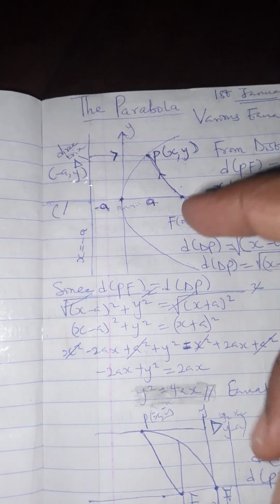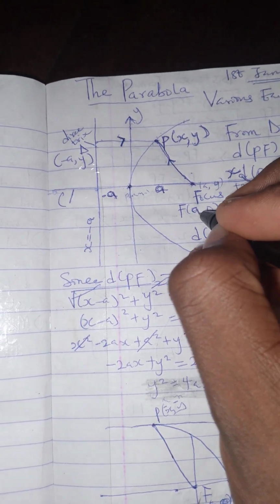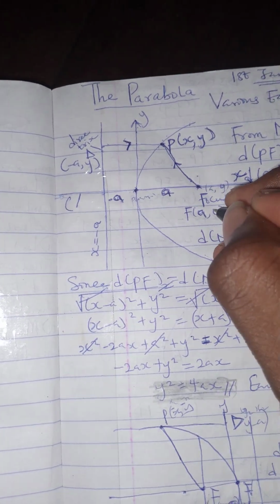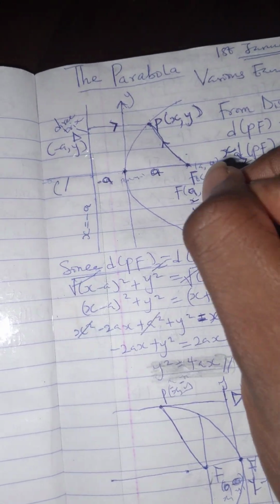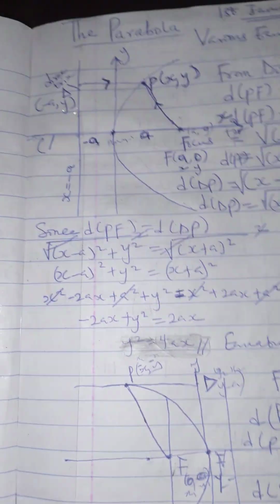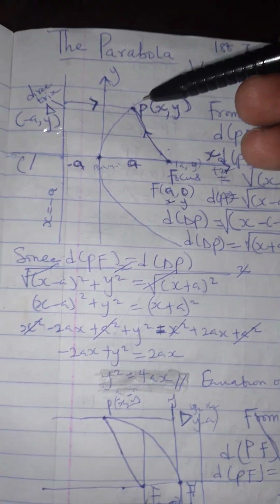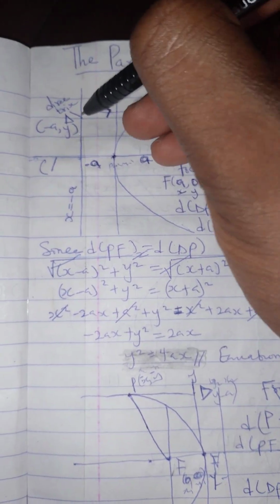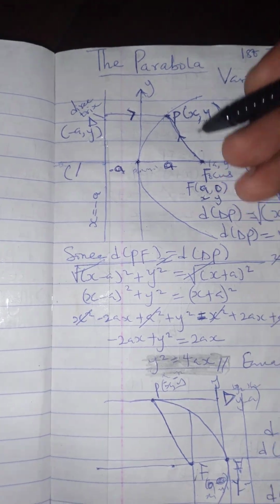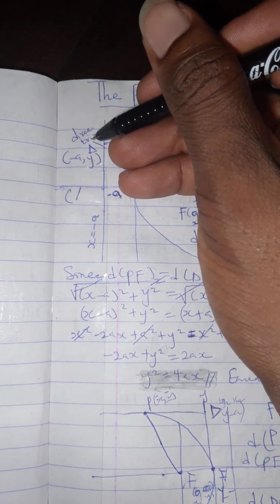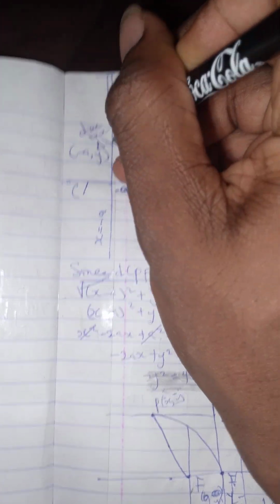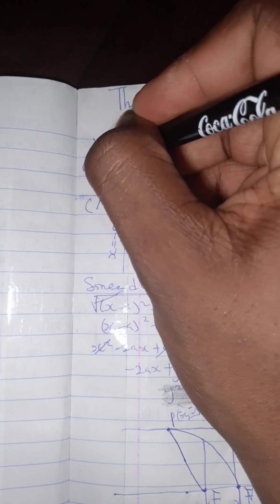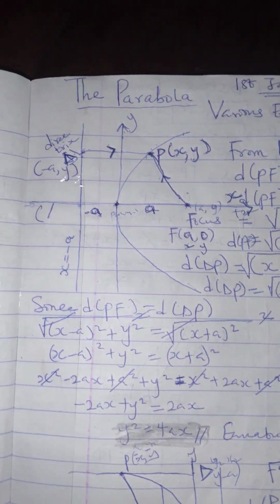This is the origin. So the coordinate of F will be A, since it's the distance on the x-axis, and 0 for the y. So x has a coordinate of A, y has a coordinate of 0. We have found the coordinate. Now, where we join P and F, the line meets the directrix at a point we call D. So now we have to find the coordinate of D.